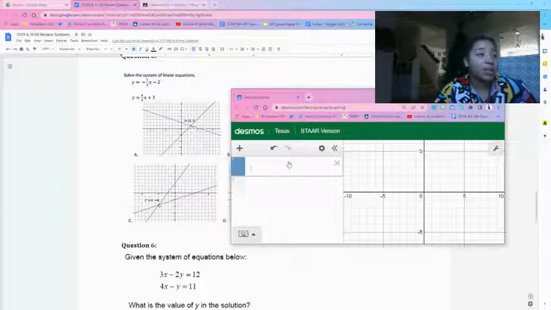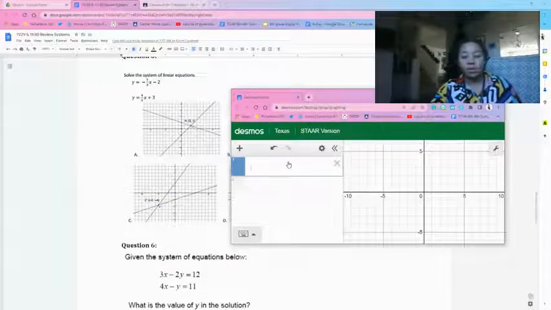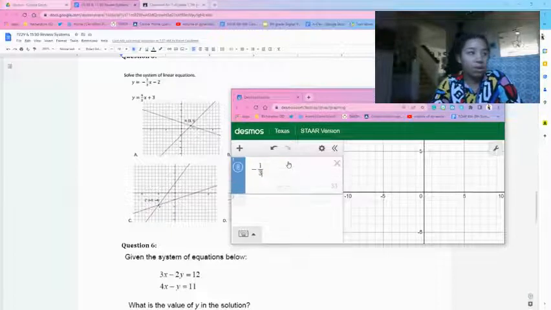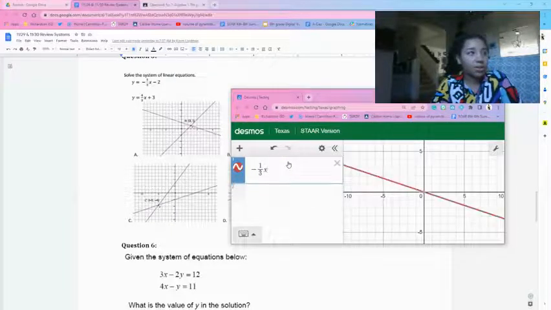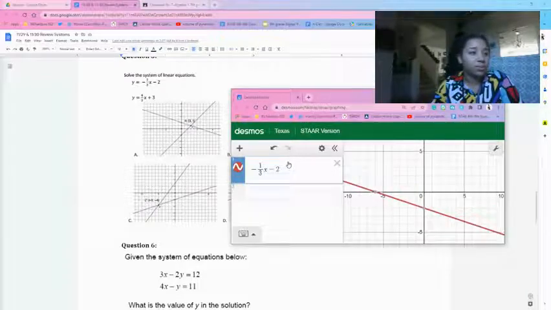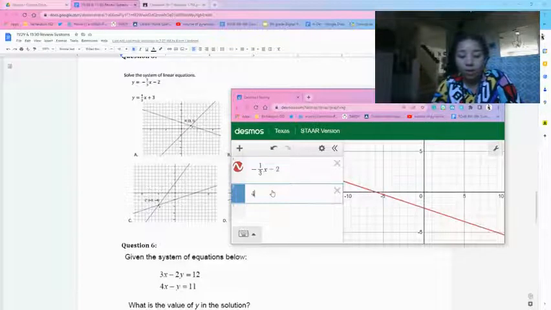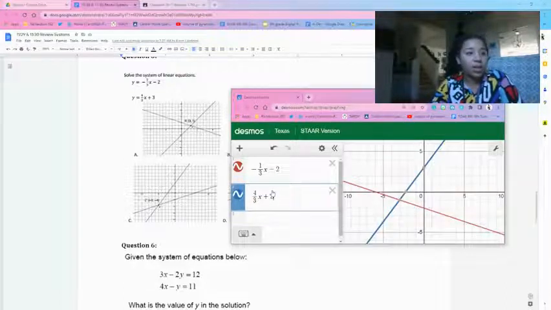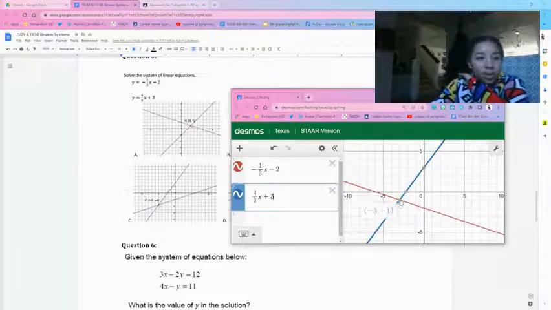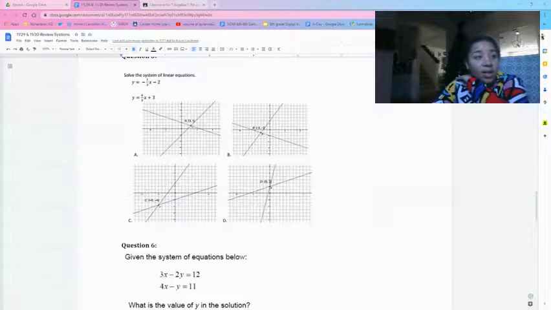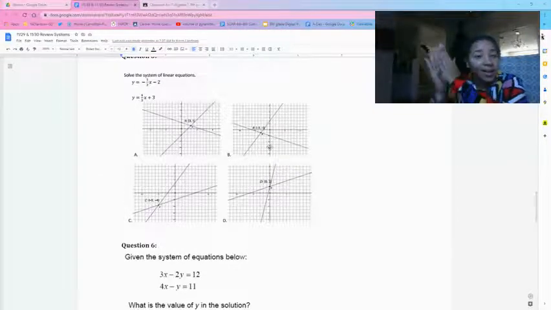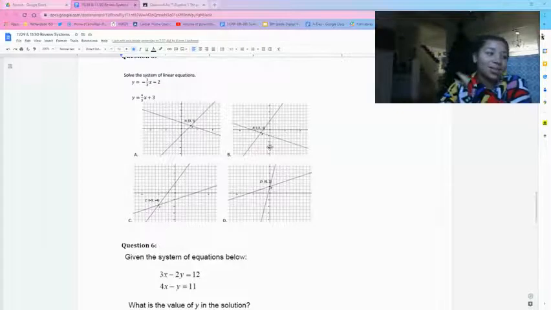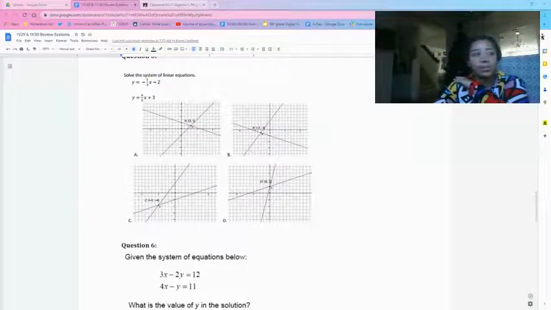All right, so we're going to type this into y equals. So it's going to be -1/3 x minus 2. And this is going to be 4/3 x plus 3. And then we're going to see where they intersect. They intersect at -3 and -1. So then now I can go see, oh, the answer would be B. Yay! Hopefully this was the easiest question.